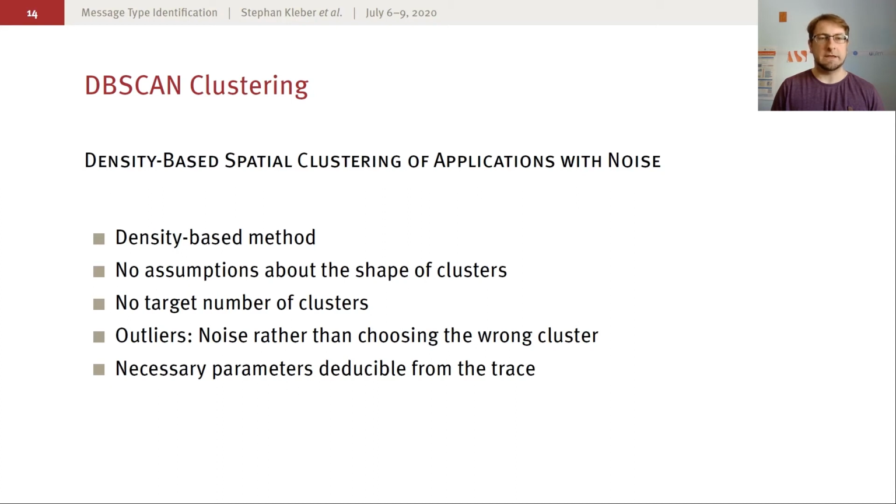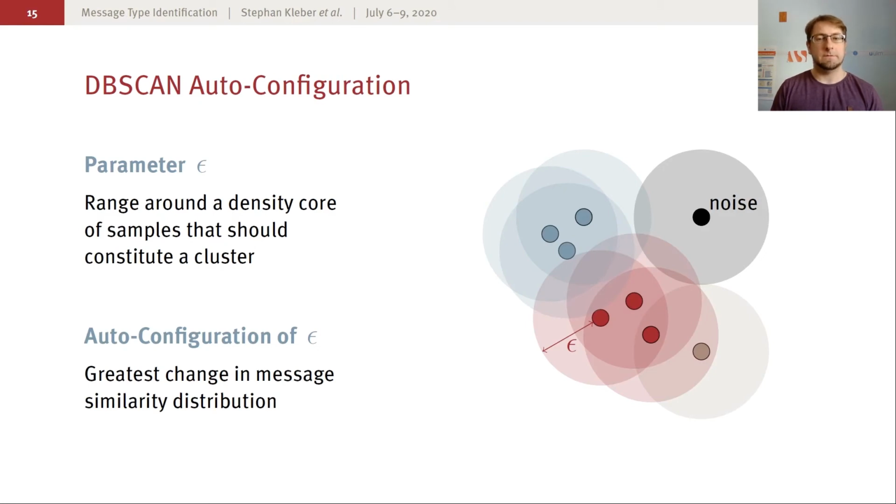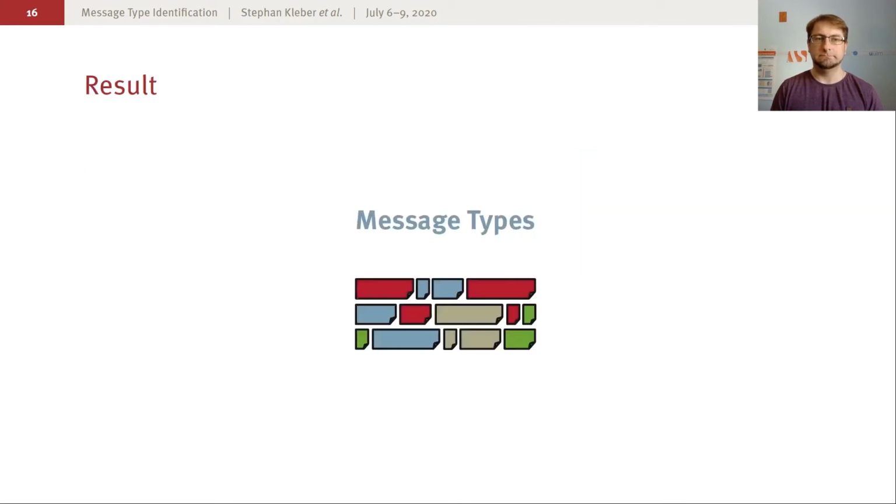The parameters that are necessary to configure DBSCAN can be deduced from the trace. DBSCAN is most sensitive to the parameter epsilon. Intuitively, it's the range around the density cores of samples that should constitute clusters. We propose a method for autoconfiguration of this epsilon, which is specific to our use case. Simply put, it selects the greatest change in the message similarity distribution as an epsilon. The result of this clustering gives us the identification of the message types.